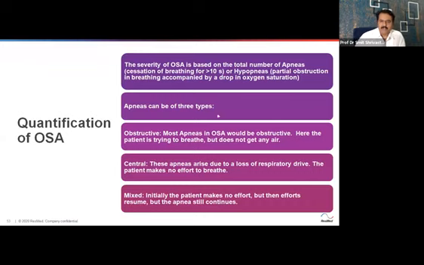The severity of apnea is based on the total number of hypopneas and apneas, that is the cessation of breathing or partial obstruction, within 1 hour. So it can be of 3 types. It can be obstructive, where the patient is trying to breathe but does not get air; central, where the patient is not trying to breathe and does not get air; and mixed, when initially the patient does not make effort, but when efforts resume, the patient is still not able to breathe and has apnea which continues.